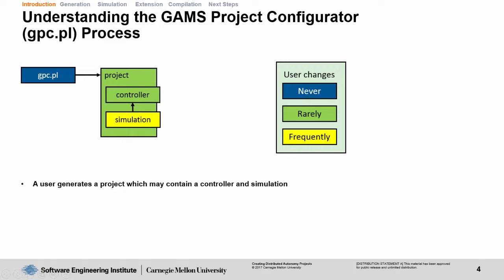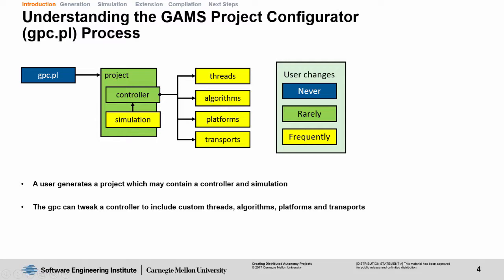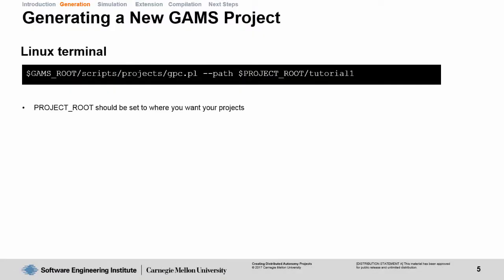gpc.pl generates a project, a custom user application with a controller. This controller interfaces with any number of threads, algorithms, platforms, and transports that you generate from the GPC. So let's go ahead and generate a new GAMS project. It's a lot easier than it sounds.